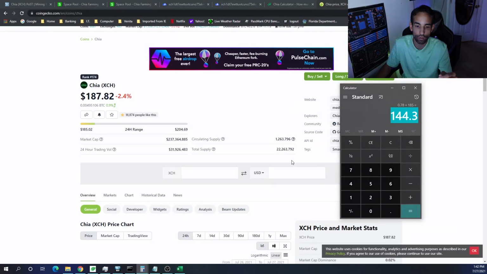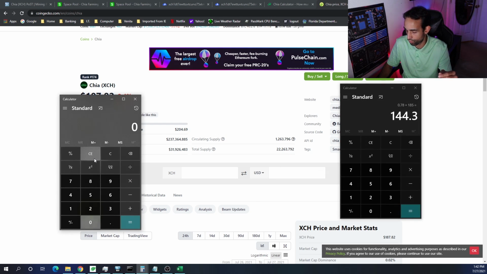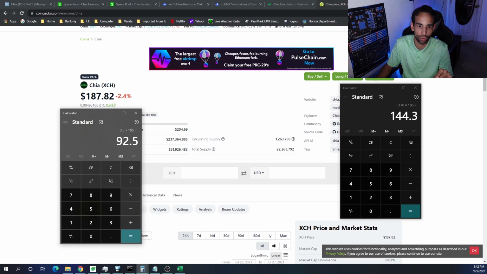My math right here of 144 was based on me earning 0.78 Chia a month, which may be drastically lower. Let's do it right now. 0.5 times 185, which is $2 less than what Chia is right now, and that's under $100, so 92.5 for my 70 terabytes a month.